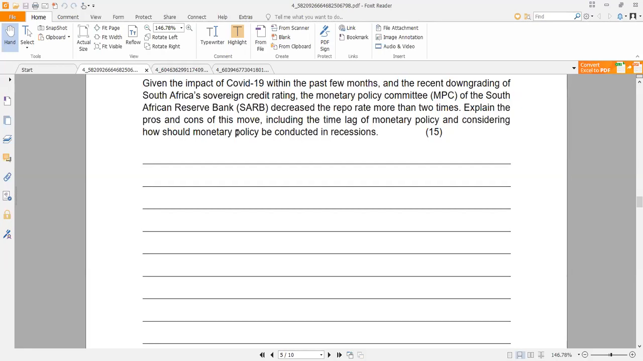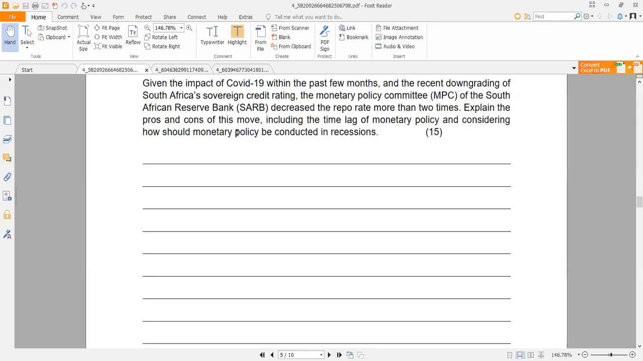Then the question says, explain the pros and cons of this move, including the time lag of monetary policy, and considering how should monetary policy be conducted in recessions. What should we do in terms of the time lag, including the time lag?